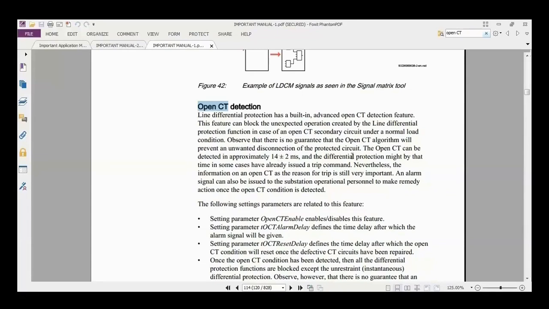And the differential protection might, at that time in some cases, have already issued a trip command, meaning sometimes the differential might operate forcibly from the OpenCT. The OpenCT needs 14 milliseconds to operate, but the differential might operate in a shorter time than that. After 50 seconds, that's its time, meaning it's activated. Look, pay attention, this information is available here in the manual.